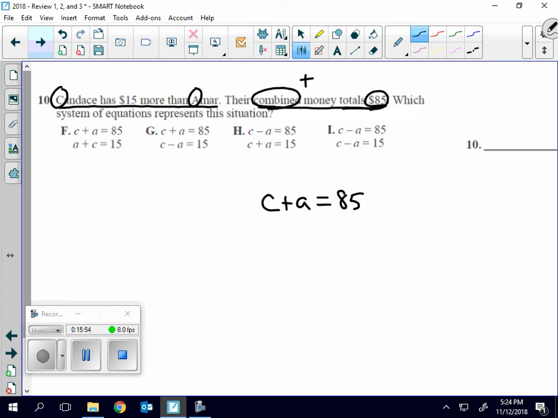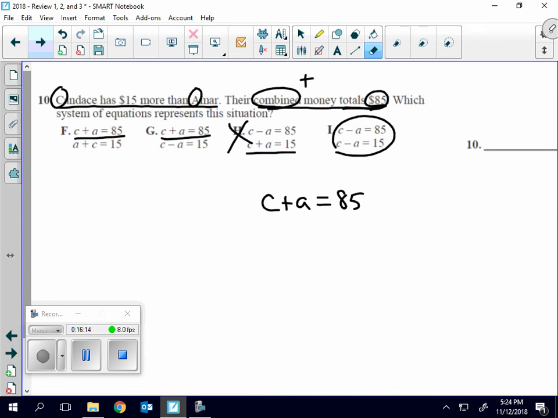85. So if you see one where C plus A doesn't equal 85, you know that's not the right answer. So here we have C plus A equals 85. That one's good. C plus A equals 85 here. This one says C plus A is 15, so it's definitely not going to be H. And this one doesn't have any plus in it, so we're going to not use that one either.